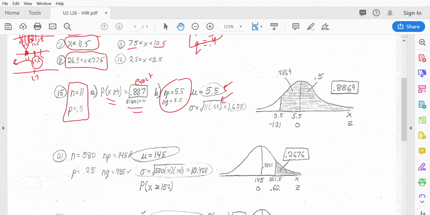So 5.5, the mean, goes right in the middle. I want to find the probability of at least 4 successes. Here's my rectangle right here. But at least 4 includes 4, so I'm going to start at 3.5 and shade to the right. I plug 3.5 in for x into my z-score formula: 3.5 minus 5.5 divided by 1.658 gives me a z-score of negative 1.21. I look that up on my z-table, and I get 0.3869. Add that to 0.5, which is to the right of this center line, always, and I get 0.8869.